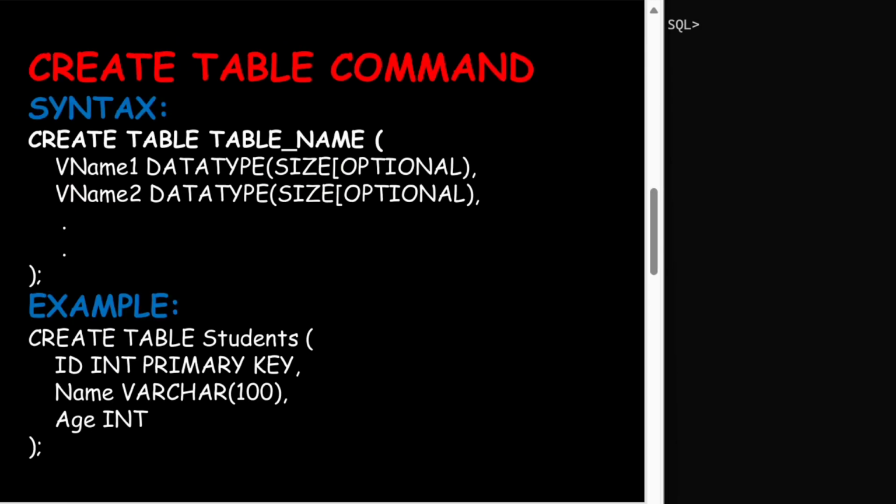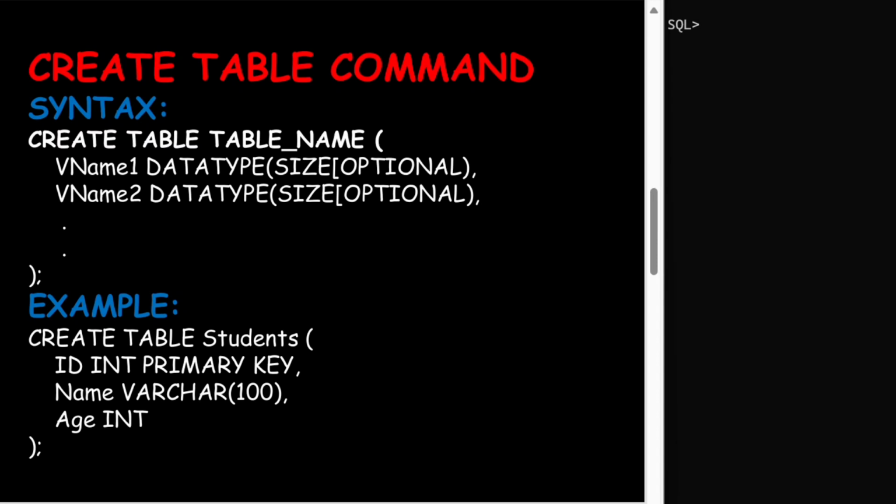So let us look at the create table command. The syntax of the create table command is create table, table name. Here create table are keywords, and every identifier or keyword in the databases is case insensitive, which means both upper case and lower case identifiers mean the same thing. Here table name can be any valid identifier in the relational databases, and the variable name is the name of the column in your table, and the data type can be any valid database data type.